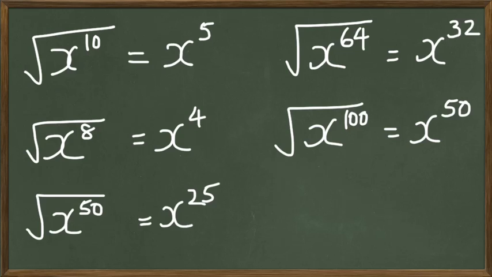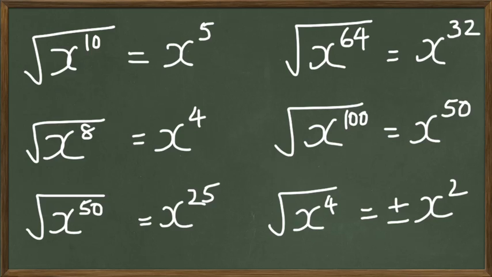You might ask this question, well, are these things supposed to have plus or minus? Well, reality is, they are supposed to have plus or minus, but I guess I just forgot, and that's a common mistake people make. So really, the square root of x to the power of 4 should be plus or minus x squared.